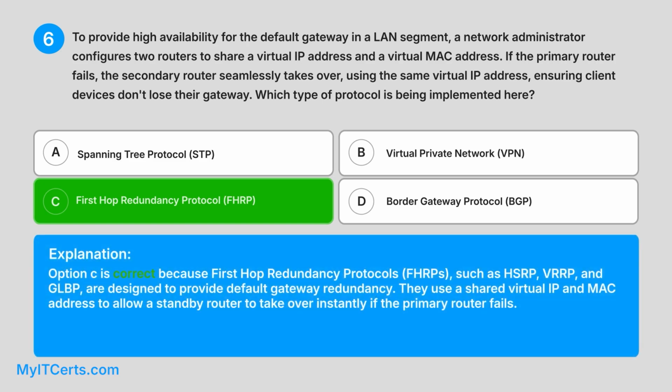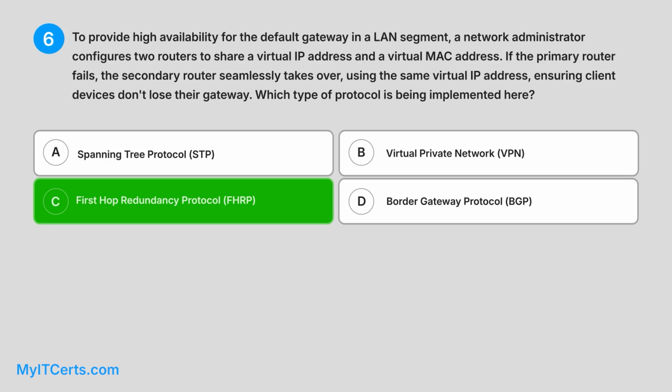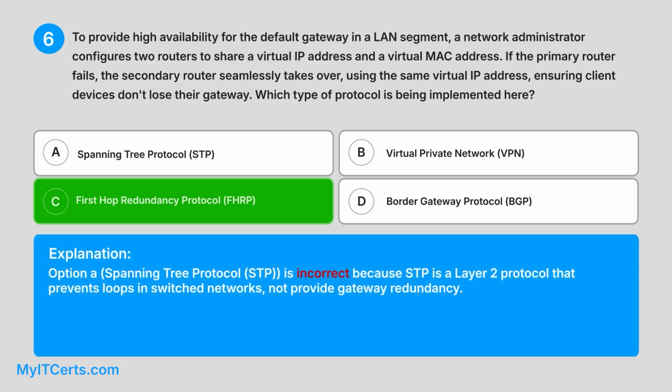Explanation: Option C is correct because First Hop Redundancy Protocols, FHRPs, such as HSRP, VRRP, and GLBP, are designed to provide default gateway redundancy. They use a shared virtual IP and MAC address to allow a standby router to take over instantly if the primary router fails. Option A, Spanning Tree Protocol, STP, is incorrect because STP is a Layer 2 protocol that prevents loops in switched networks, not provide gateway redundancy.